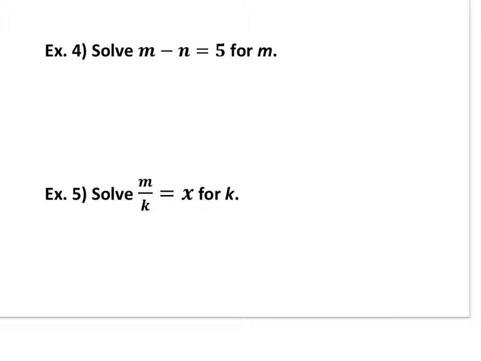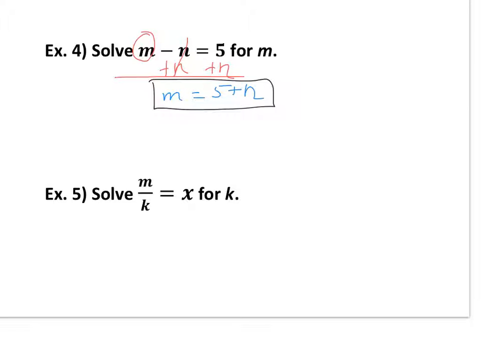Example 4. This time we're solving for M, so we want to get that on one side by itself. We want to get rid of a minus N, so add N to both sides. The N's cancel, and you have an M on the left. The 5 and the N are not like terms, so you can't really combine them. So it looks like 5 plus N, or N plus 5. Since we have solved for positive 1M, there is our solution.